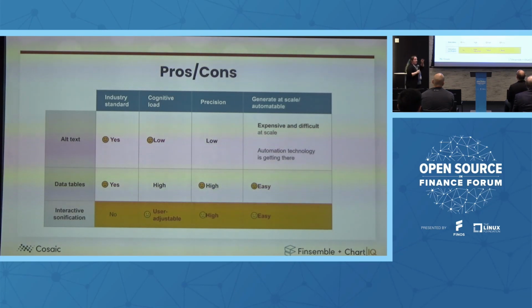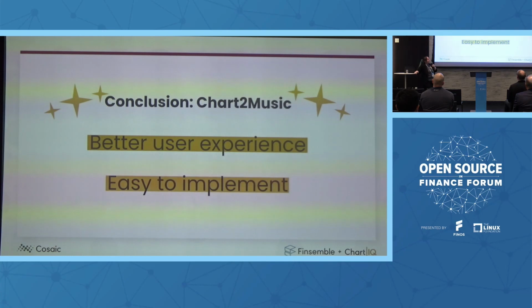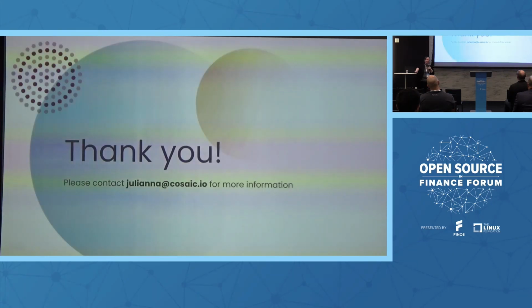Anyway. And then we have interactive sonification. It's not the industry standard yet, but it's user adjustable. The user can decide how much cognitive load they want it to have, and it'll remember everything for it. The precision can be very high because you can go find the exact data point you want. And of course, it's very easy to generate scale. If you were able to generate the chart, you're able to generate the interactive sonification. So in conclusion, chart to music, it's a better user experience all around while also being a better developer experience all around. Easier to implement, easier to use. Any questions?